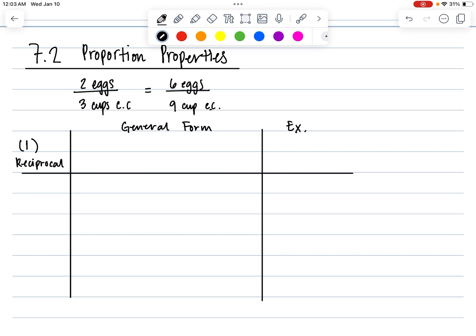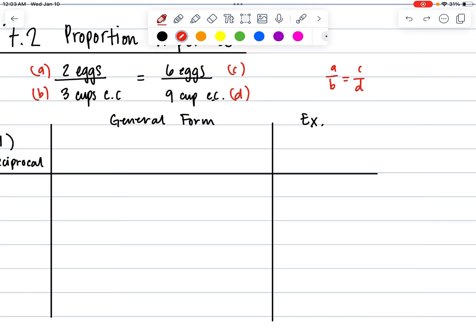Because what happens here is, if I call this A over B, I'm going to label this, let's do this in red, I'm going to call this A, I'm going to call this B, I'm going to call the 6 eggs C, and I'm going to call the 9 cups of chocolate chips D. Normally it would just read A over B is equal to C over D. This is kind of the abridged version, so you could just see it without the cups.